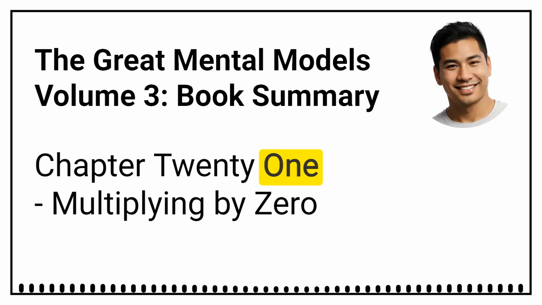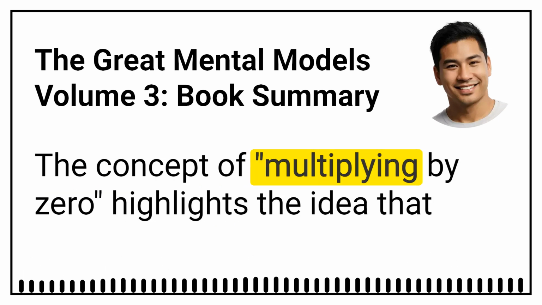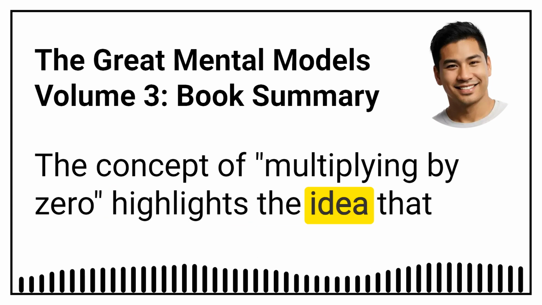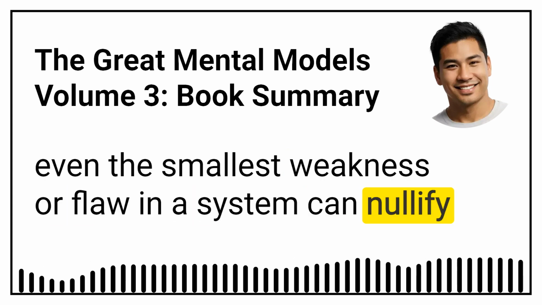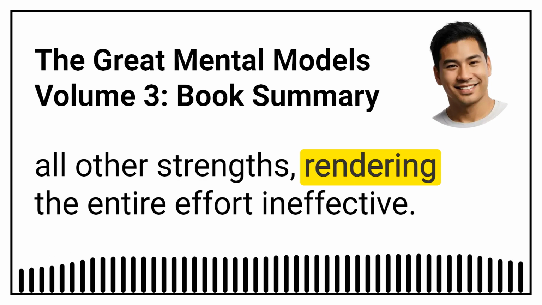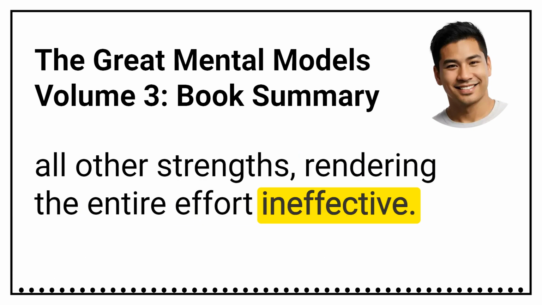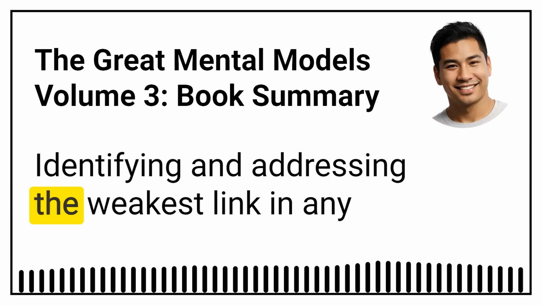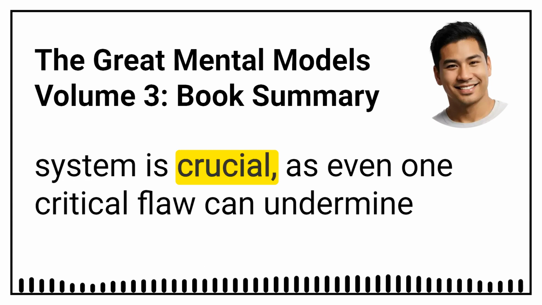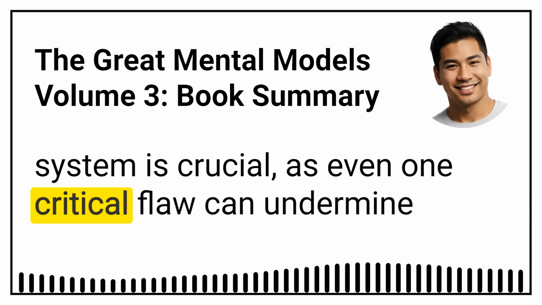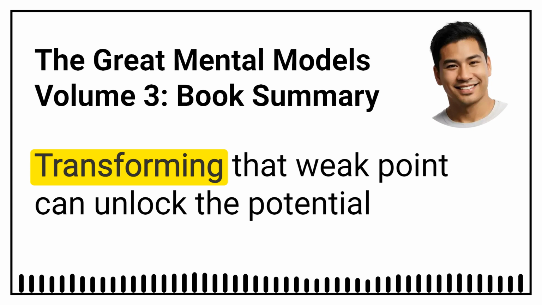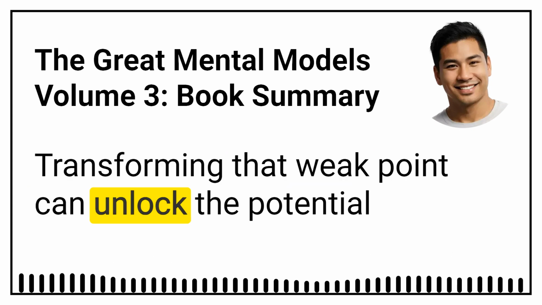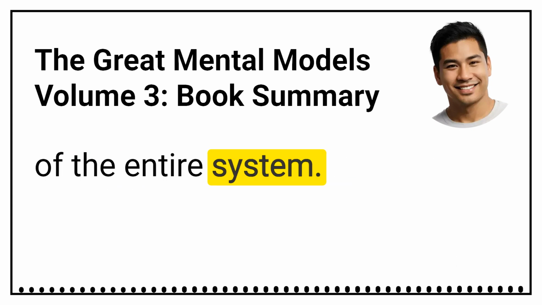Chapter 21. Multiplying by zero. The concept of multiplying by zero highlights the idea that even the smallest weakness or flaw in a system can nullify all other strengths, rendering the entire effort ineffective. Identifying and addressing the weakest link in any system is crucial, as even one critical flaw can undermine all other positive factors. Transforming that weak point can unlock the potential of the entire system.